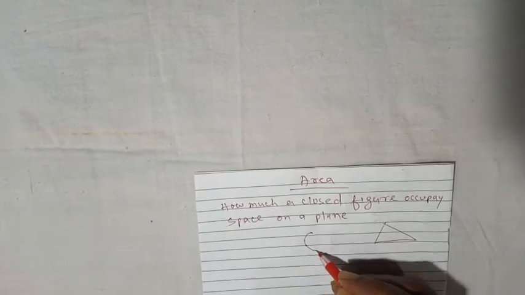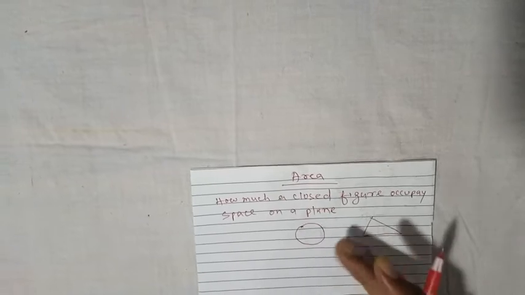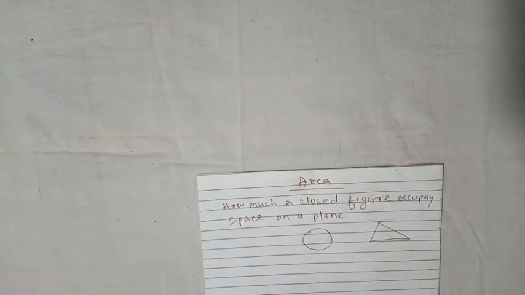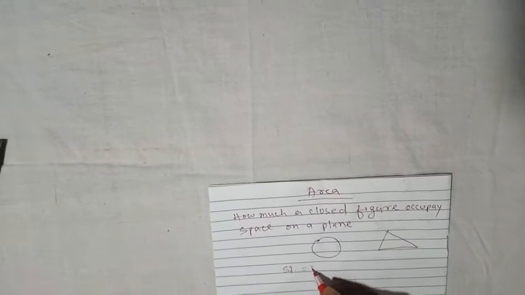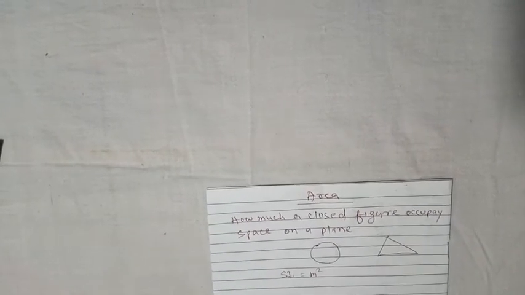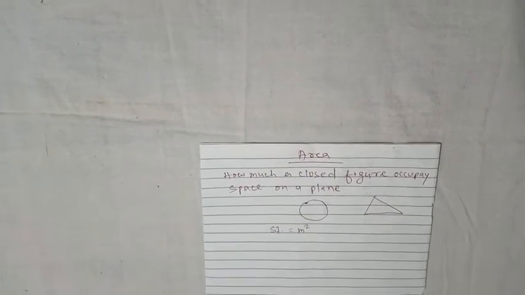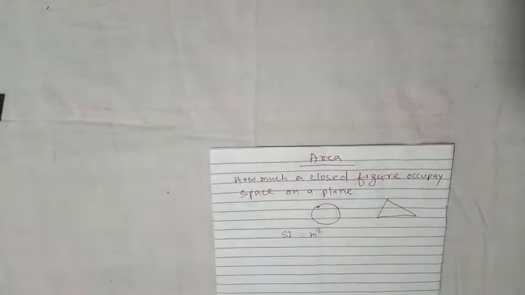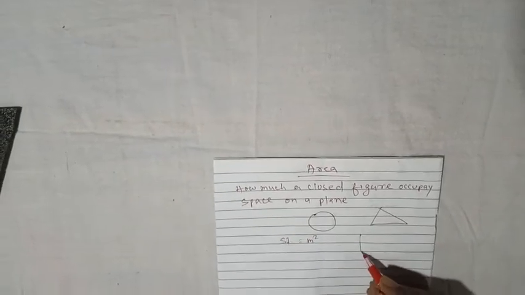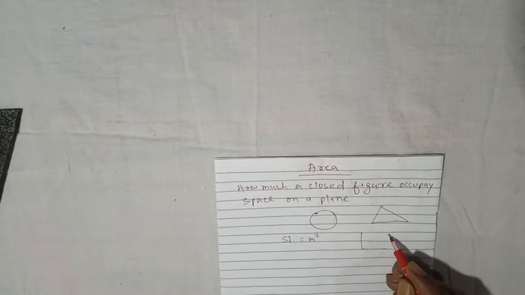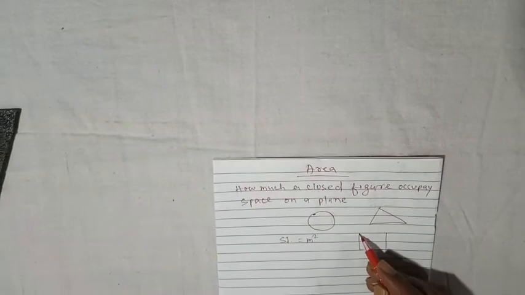Suppose this is a circle. How much space does this circle occupy on this plane? So this is area, and the SI unit of area is meter square. Why meter square? In ancient times, people generally measured the area of different figures by taking a unit length, an equal unit length of a length and a breadth.